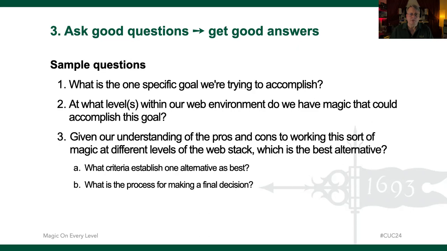So once we have an implementation goal, we need to decide where and how to build new magic. I assert the quality of our decision is impacted by the quality of the questions we ask. To that end, here are 3 sample questions we might ask.